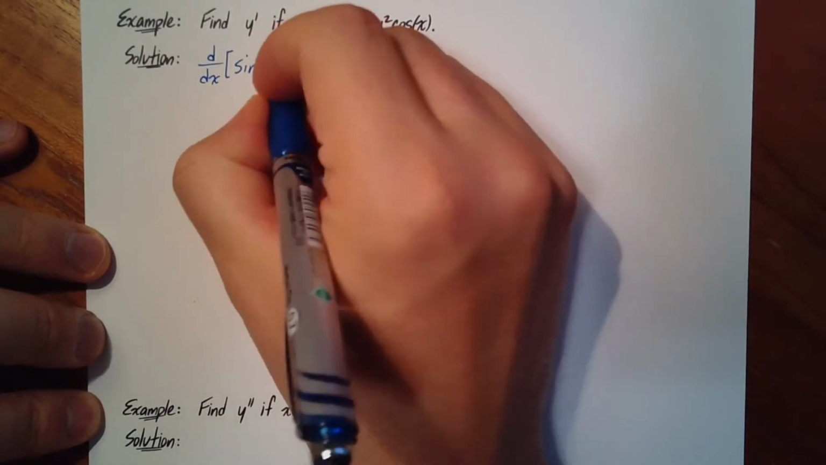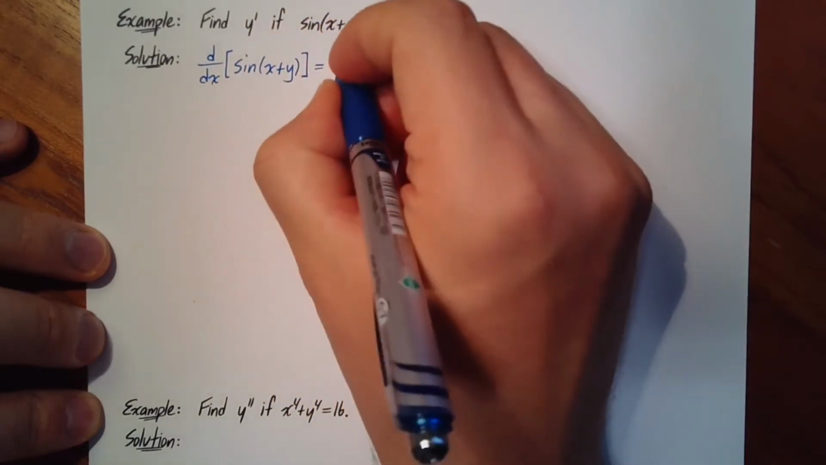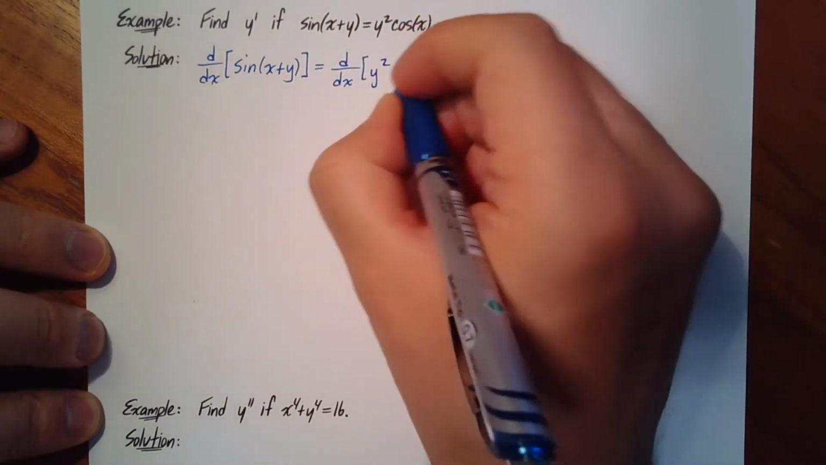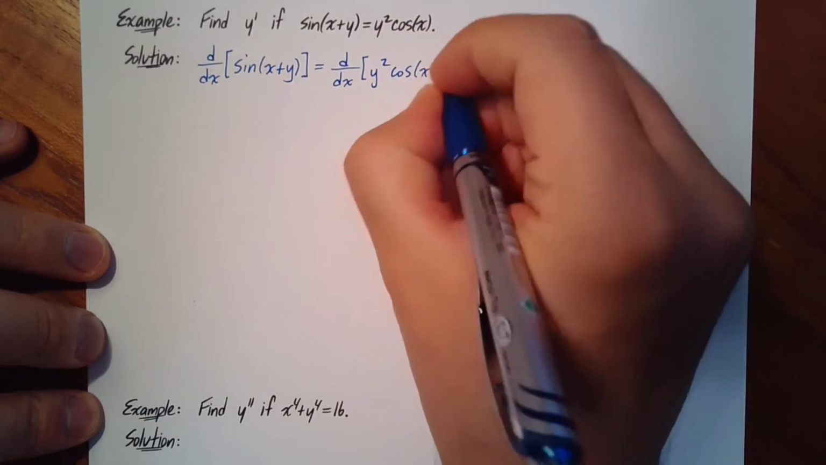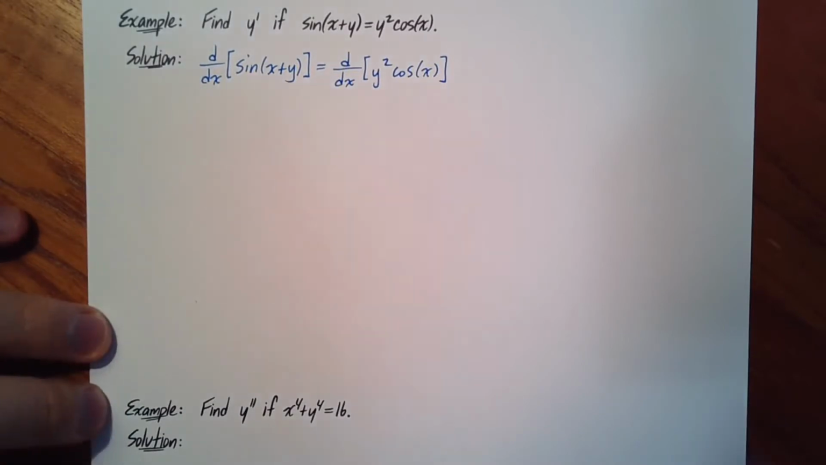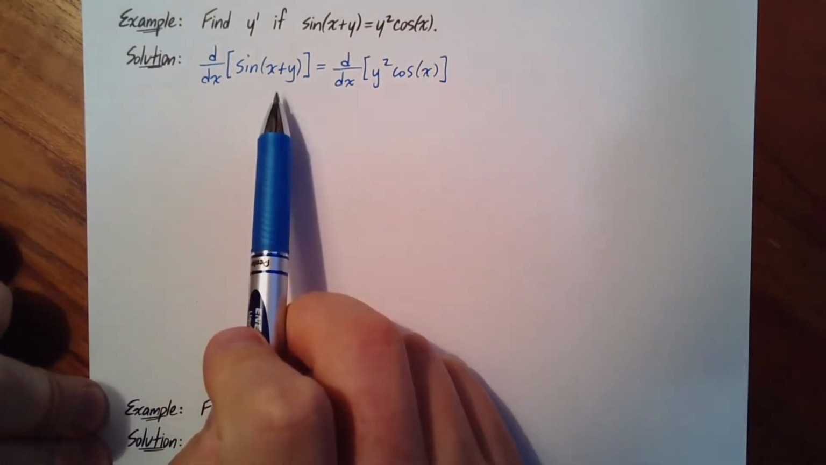So the left-hand side, sine of x plus y, that's going to equal the derivative with respect to x of the right-hand side. So that's our first step. Just identifying what we're going to do, and now we're going to carry it out. So let's take a look at the left-hand side. We've got sine of x plus y.